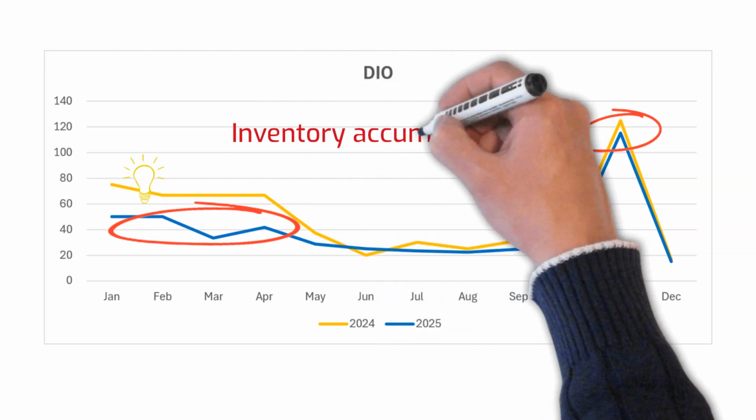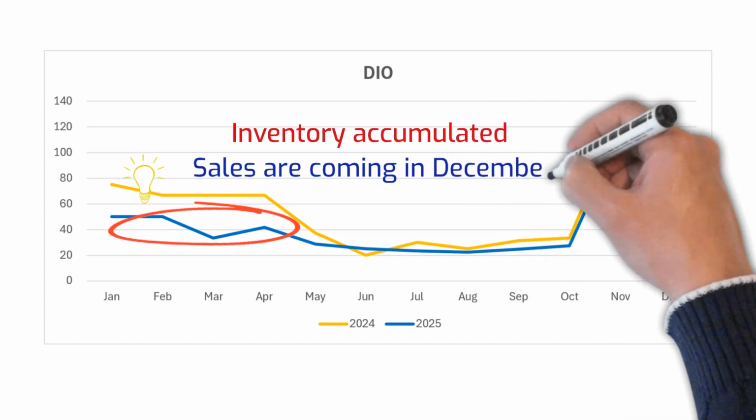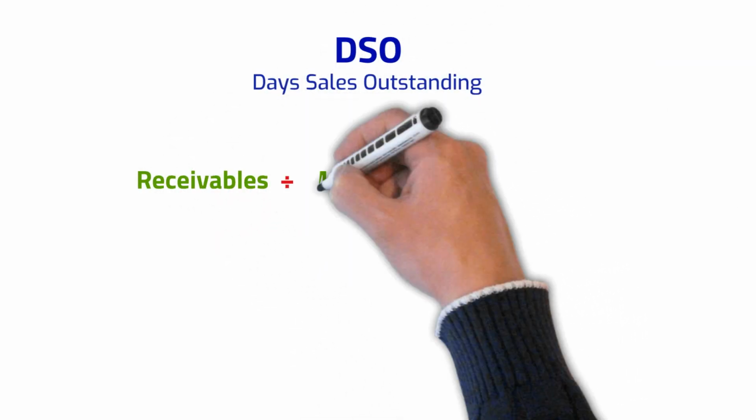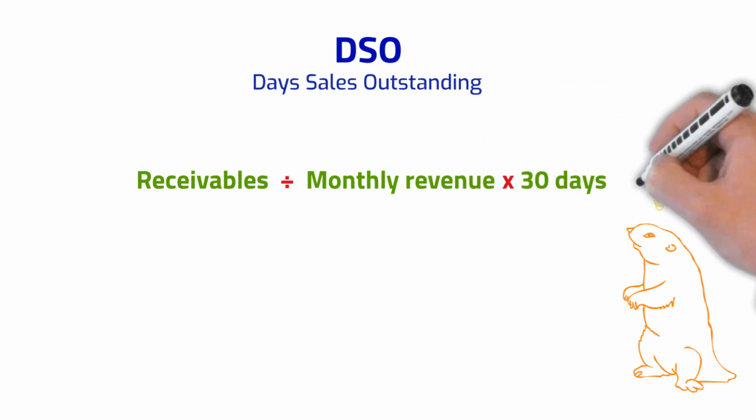Exactly, that's where we started to accumulate our inventory of apple jam. But the sales came only in December. Makes sense, right? Let's move to DSOs. We calculate them as monthly receivables divided by monthly revenue and multiplied by 30 days. Here is how they look like on the chart.